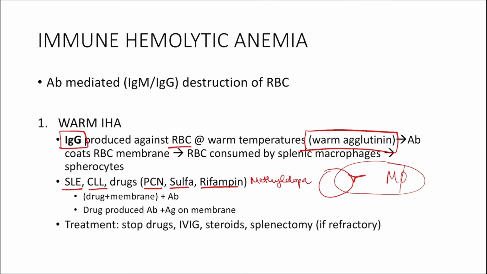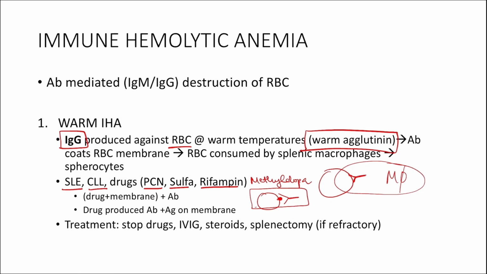So there are two mechanisms by which this can happen. The first one, like we discussed, is that you have the drug in the membrane, so you can have the drug which can bind to the membrane, and then your body would produce an antibody against this, thinking that it's a foreign object, and this complex can be taken away by the macrophages.